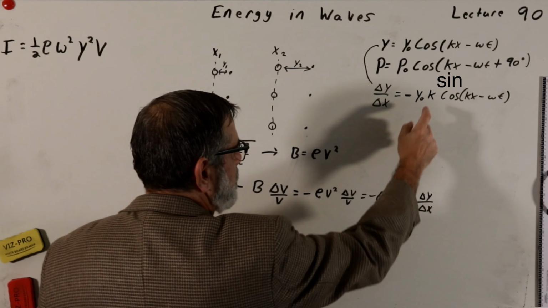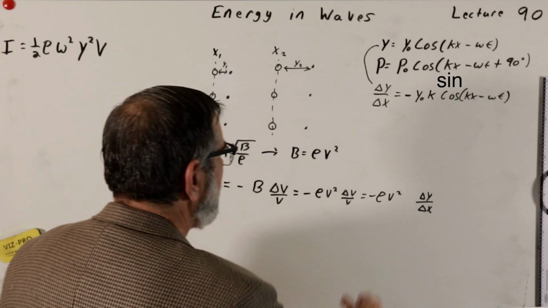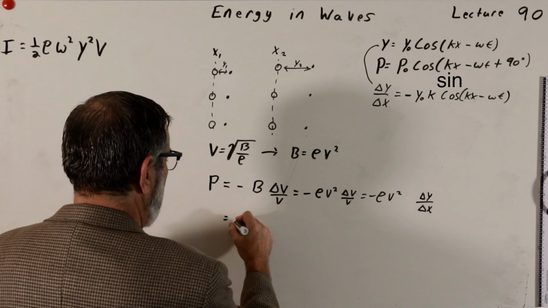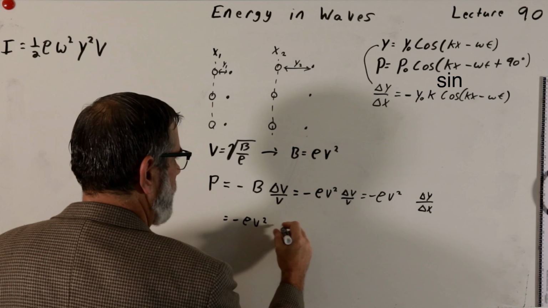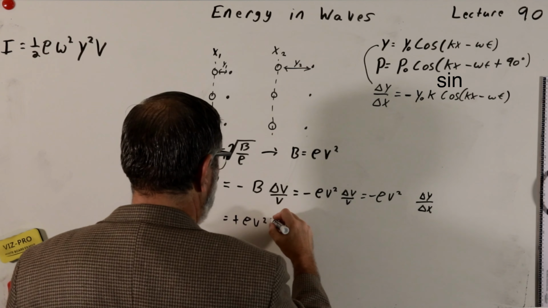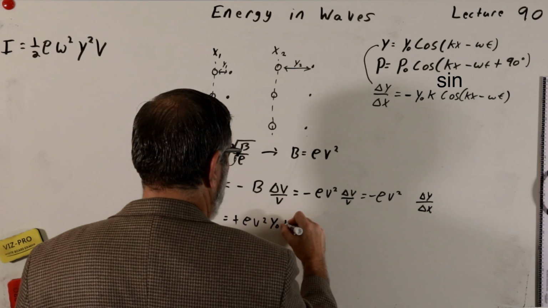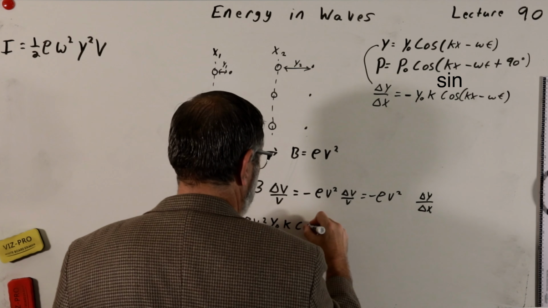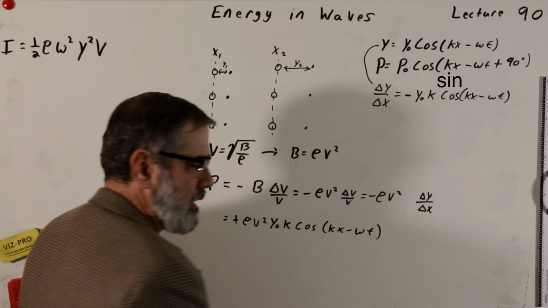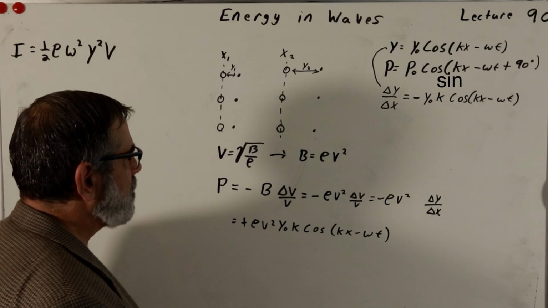And now I need this expression that I got here, which we talked about before. So I can put that in. So this is equal to minus rho v squared delta y over delta x. Well, it's just this. Minus times a minus is plus. We get the y naught, we get the k, the wave vector, from this, the cosine of kx minus omega t. Okay, so I seem to have made a mistake here.